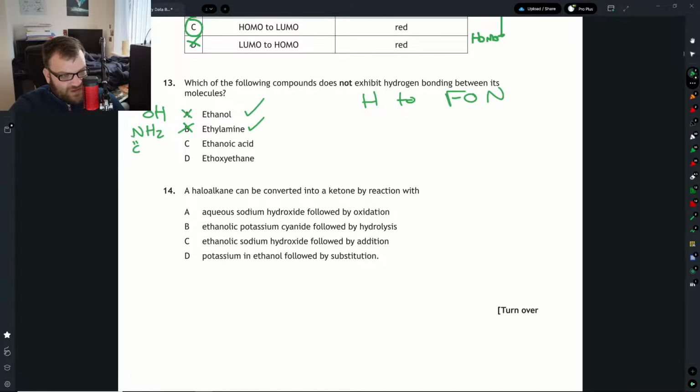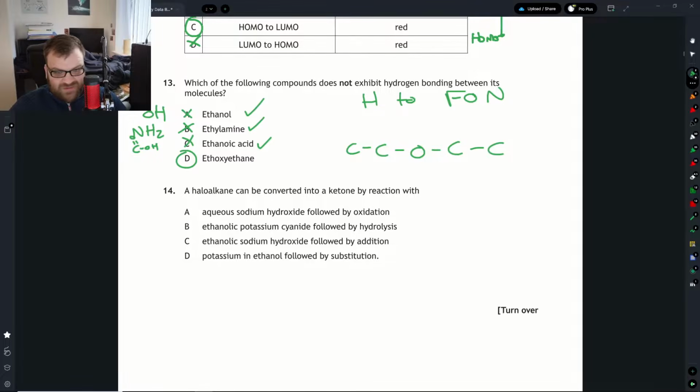We have ethanoic acid, which will have a carboxyl group. Again, it has an O directly bonded to H, so it won't be our answer, leaving D. Ethoxyethane is an ether, so you've got an oxygen sandwiched in between your carbons. It looks something like that with all your H's. That gives us D as our answer.